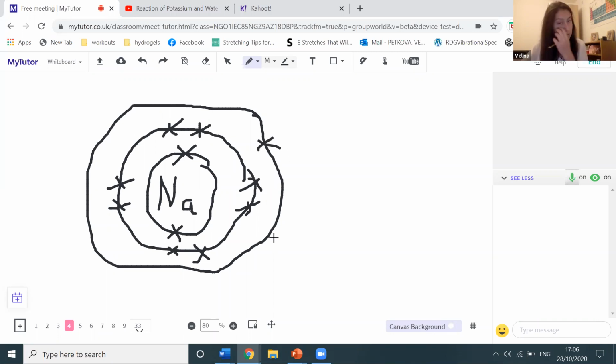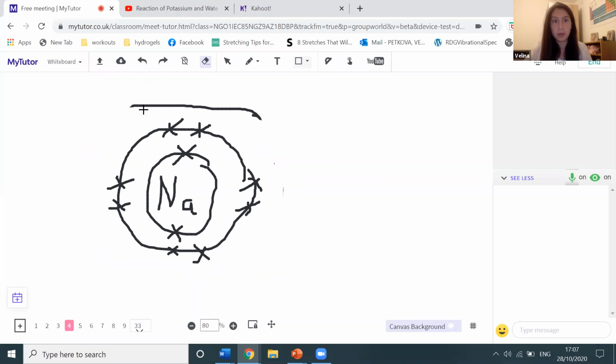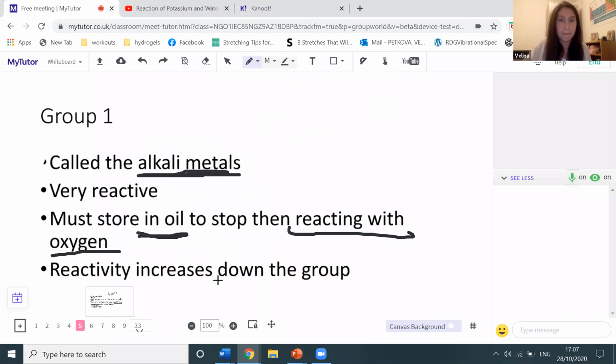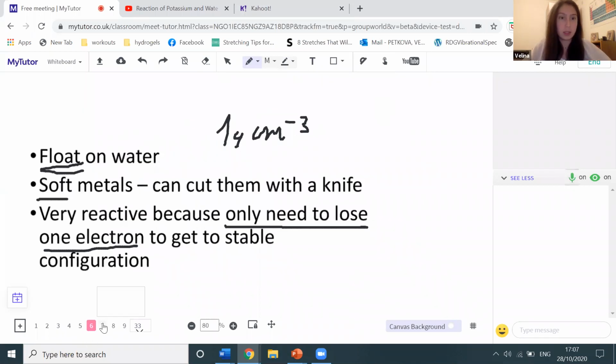So therefore, we can see that it's got this 1 electron in its outer shell. And once it loses it, we're going to form a stable structure with 8 electrons in its outer shell. Okay? And also, remember, it forms a positive ion. So this new structure has a positive charge. So it's very important to remember: reactivity increases down the group.